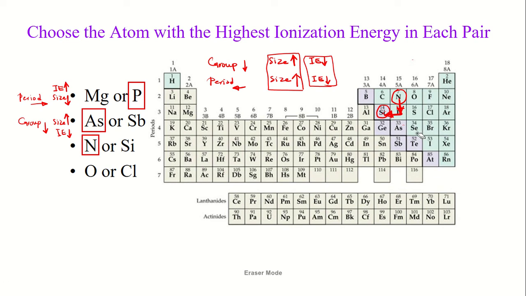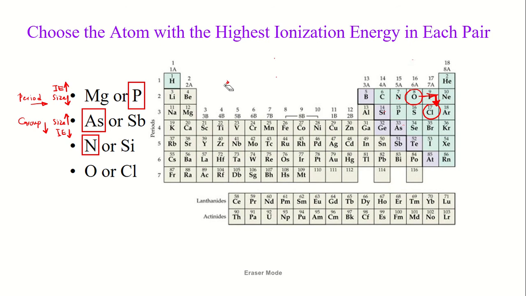Oxygen and chlorine. So this one and this one. I'm going to compare here. Period, right to left: size decreases or ionization energy increases. And finally, if we have a group, down a group, size increases and ionization energy decreases. So two opposite behaviors, and we cannot tell anything about this.